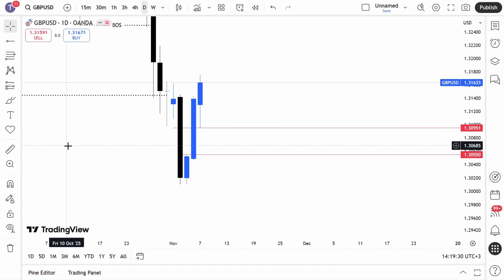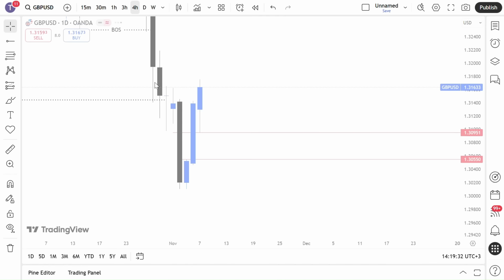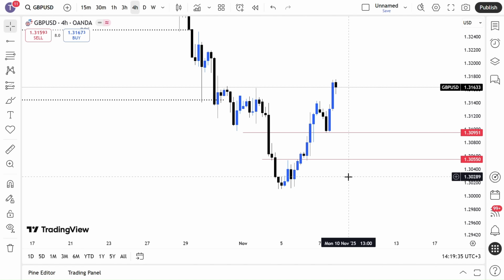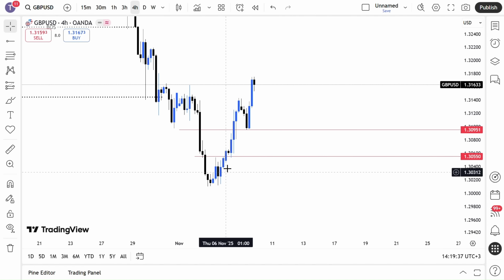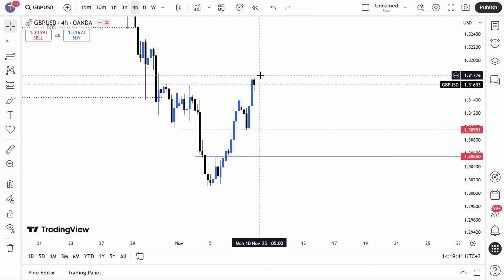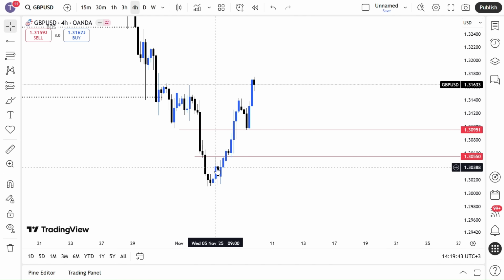So let me try to go to the 4-hour time frame. Into the 4-hour time frame, you can see price is buying while filling each and every fair value gap before moving to the upside. You can see clearly from the 4-hour time frame, price is moving to the upside and it is filling each and every fair value gap that is being formed.